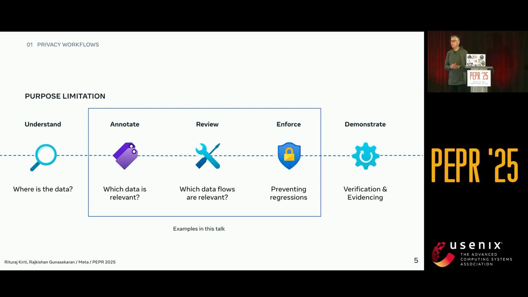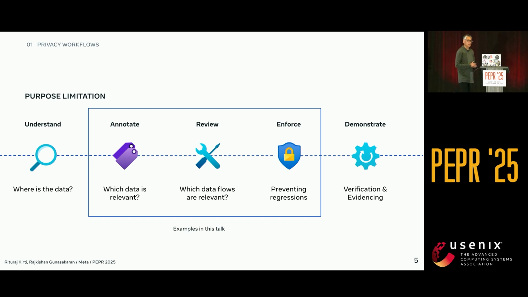I'll give a quick overview of what the key privacy workflows are. The first workflow is what we call understand. This is really about finding where the data is. This itself is a large problem. Finding a specific type of data can be challenging at our scale. The next workflow is what we call annotate. This is figuring out whether a piece of data that we found is really relevant to the privacy requirement that we are trying to implement.